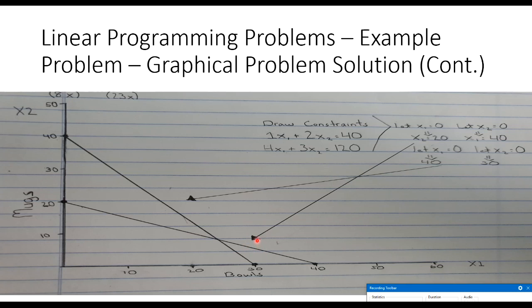We do it the same for the second constraint. x1 is 0, x2 becomes 120 divided by 3, x2 is 40. We do the same thing again. x2 is 0, x1 is 120 divided by 4, x1 is 30. So we have that as our second line.